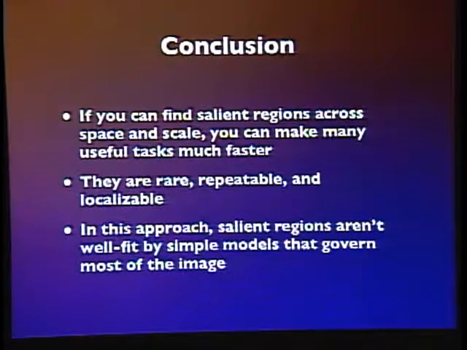So in conclusion, if you can find salient regions across space and scale, then it has the potential for making a lot of very useful tasks much faster. We're proposing here that salient regions are defined by the fact that they are rare, repeatable, and localizable. Those are your three criteria to keep in mind. And in this particular approach, we're saying that salient regions are ones that don't have a simple explanation. They're not well described by one single color, by one single edge orientation, and so on. And then the math is just a way of fitting that notion into something that's operational.